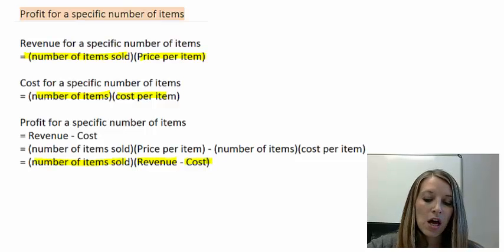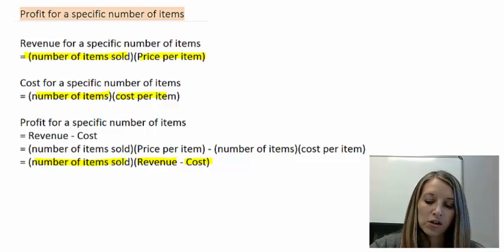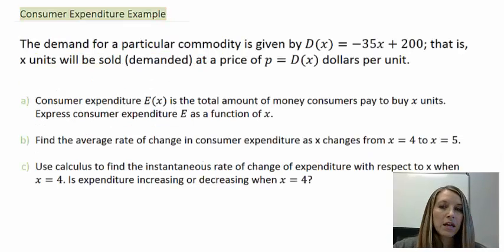Okay, so let's use this knowledge and go ahead and look at our first example. This is a consumer expenditure example. The demand for a particular commodity is given by the D(x) equation, where D(x) equals negative 35x plus 200, and x is the number of units that will be sold or demanded at a price dependent upon your D(x) equation, and that's the number of dollars per unit. We want to do three different things with this here.